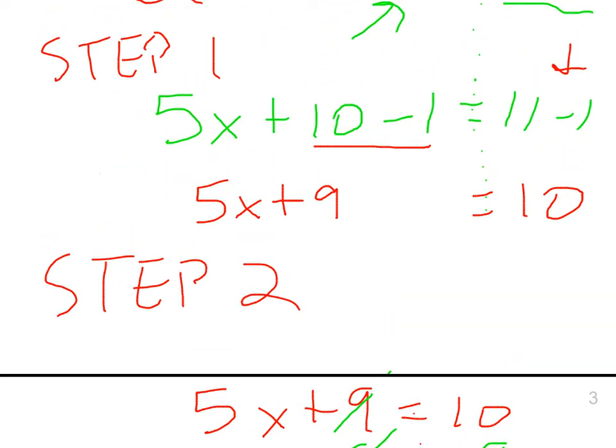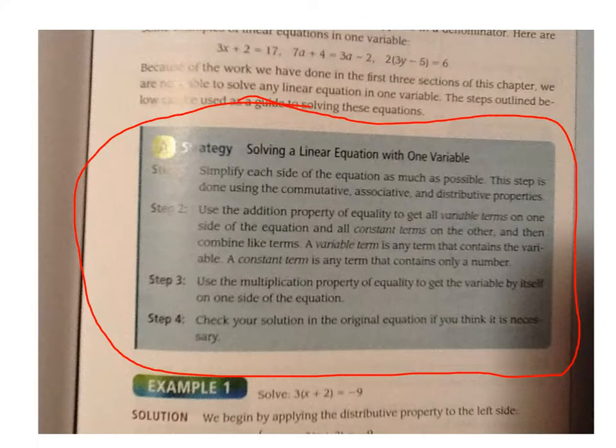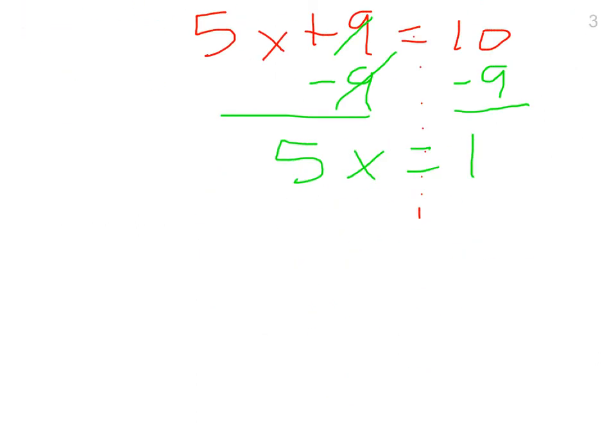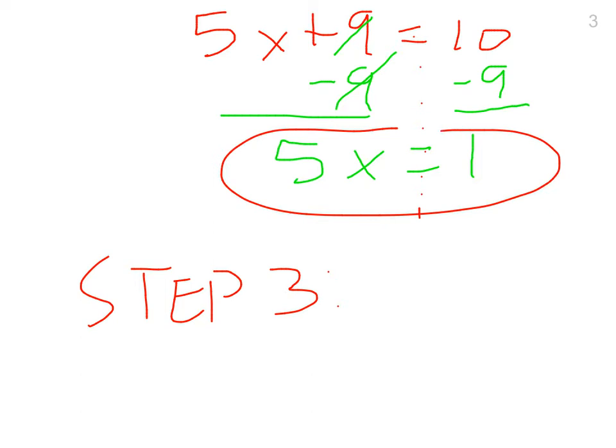Now let's go up again, and then let's see what our step 3 is. So we use the multiplication property. So let's go ahead, let's move down, and let's use that multiplication property. Step 3, we're going to use the multiplication property. So how do we solve this right here? 5 times x equals 1.